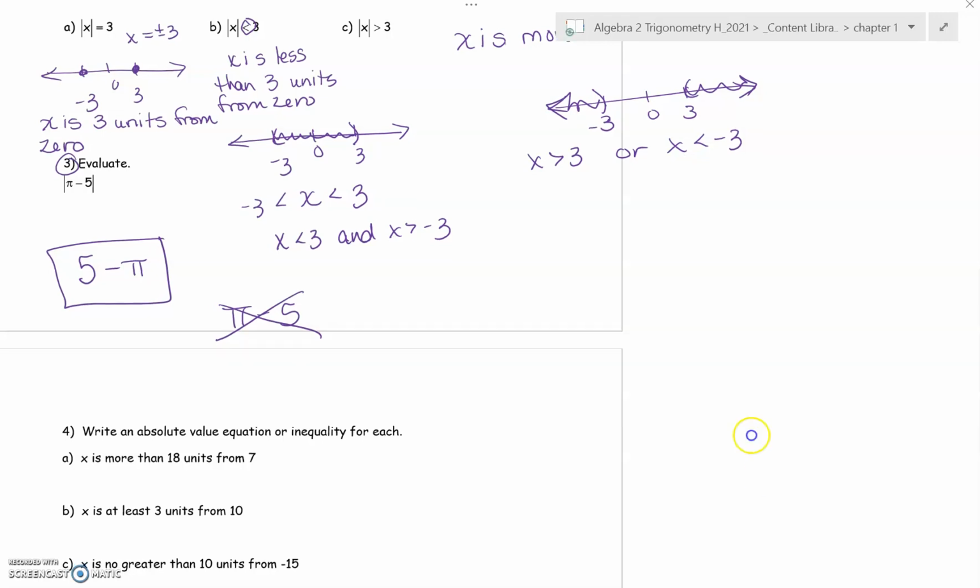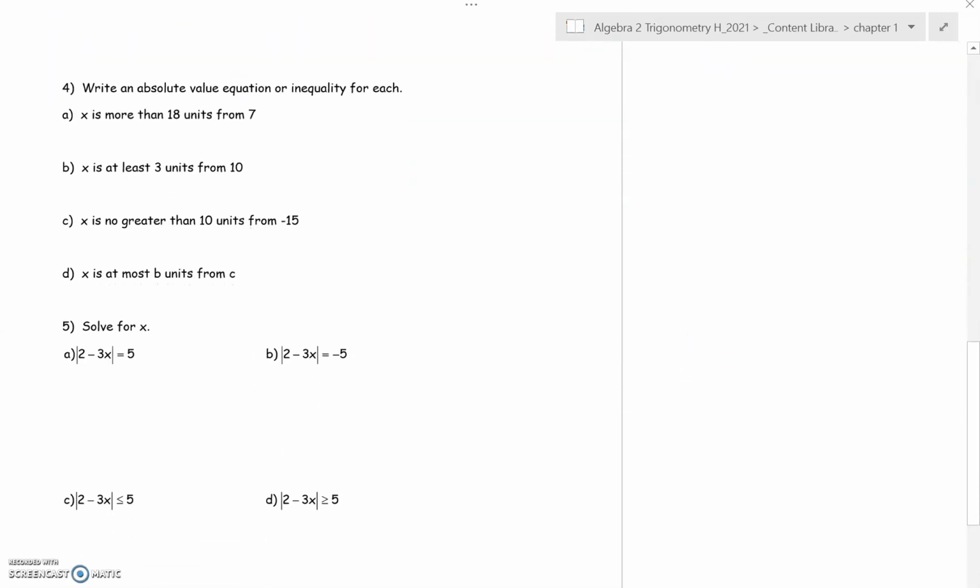So what we're going to do now is write an absolute value equation or inequality from words. So let's do the first one together, and then you can pause the video and try the rest. If I say x is more than 18 units from 7, first of all, more than 18 units would be a greater than symbol. And again, I'm trying to figure out how far x is from 7. It's a distance, and that's why you would say x minus 7, because you would subtract if you're looking for a distance. So go ahead and pause the video and try B, C, and D.